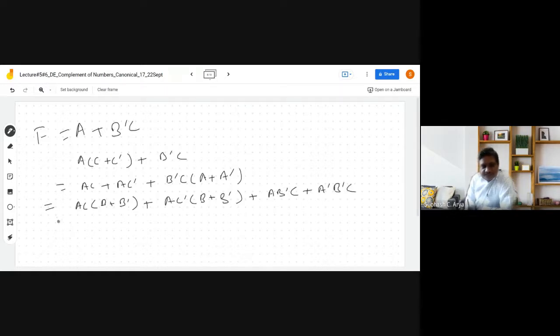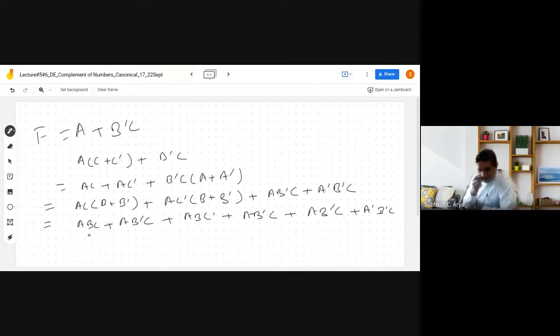Is it okay? Now expand. Yes, sir. This will be ABC plus AB bar C plus ABC bar plus AB bar C bar plus AB bar C plus A bar B bar C. Is it okay? Yes, sir. It is right. Wherever any minterm is coming twice, we can discard one. How can we discard one? This is the logic here.